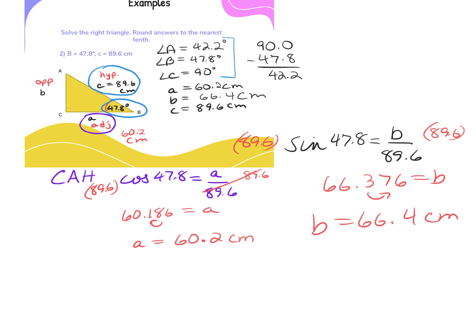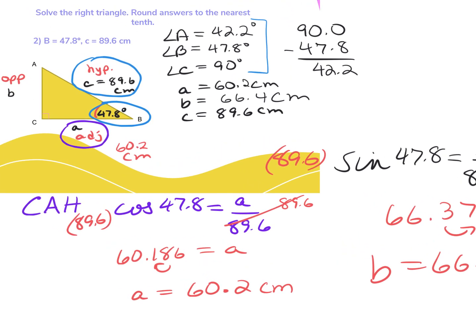And again, make sure your C value is the biggest number, because it's the hypotenuse, and the hypotenuse is always the biggest side of the right triangle.